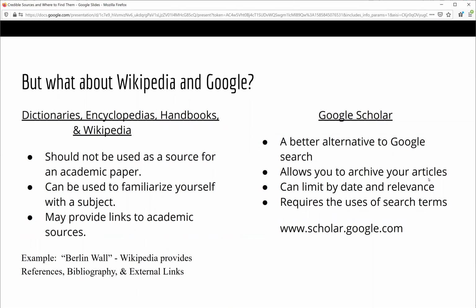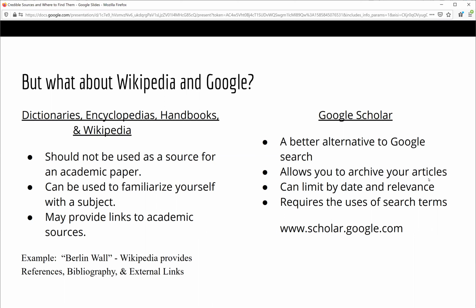But you're thinking, what about Wikipedia or Google? Can't I just use them to find sources? Well, most instructors will agree that dictionaries, handbooks, and encyclopedias, like Wikipedia, are a place that you can start to get general information from a topic. They often provide external links to reliable sources. These are the ones you want. However, sources like Wikipedia are not academic sources, and they should not be used for college-level research.